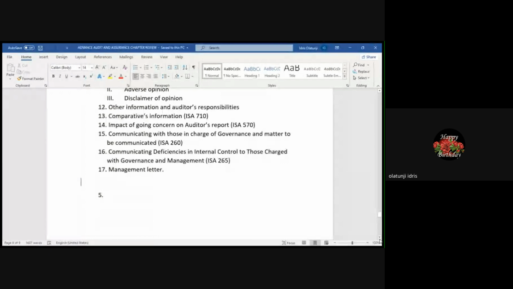Okay. Standard gap, performance gap, and liability gap. What do you understand by expectation gap? From my understanding, expectation gap can simply be defined as the difference between what users of the financial statements expect of the auditors and what is expected of them. That's the difference between what users of financial statements expect from the auditors and what the auditors are required by law to do.